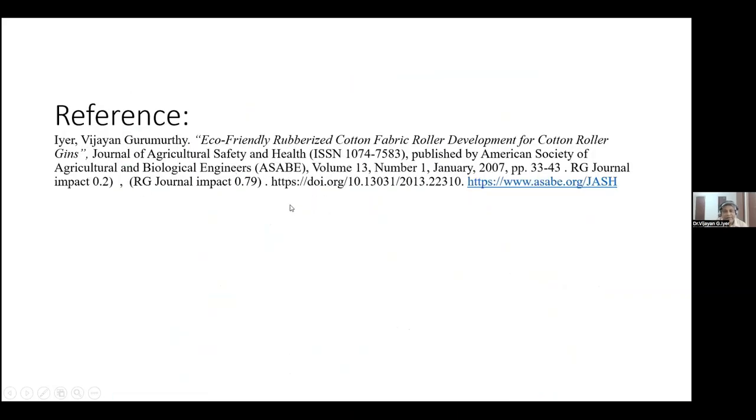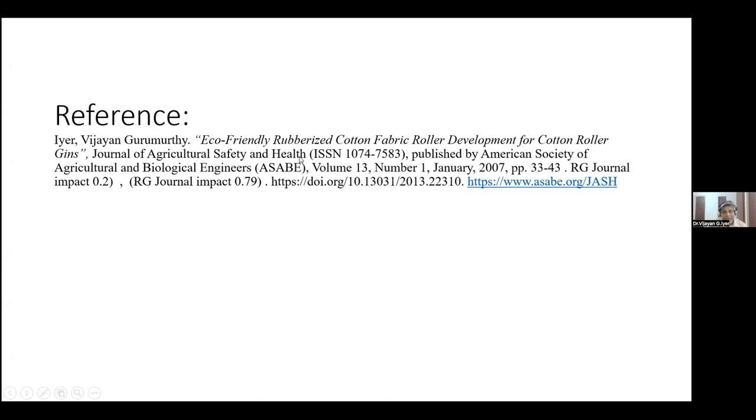So these are the references. A very prestigious journal in the world, the Journal of Agricultural Safety and Health, is published by the American Society of Agricultural and Biological Engineers, USDA. They documented this paper, Eco-Friendly Rubberized Cotton Fabric Roller Development for Cotton Roller Gins, with the USDA Southern Cotton Ginning Laboratory. Their inputs were there in this paper.